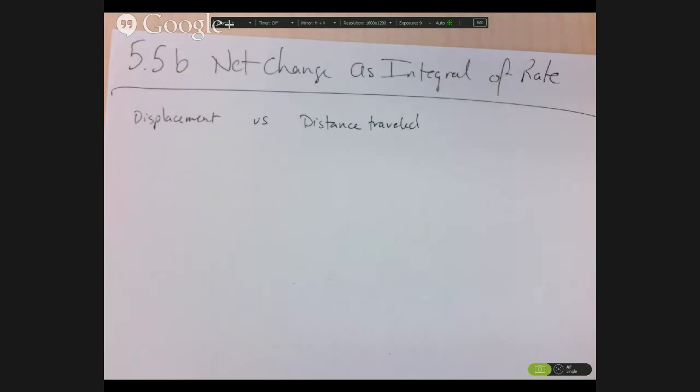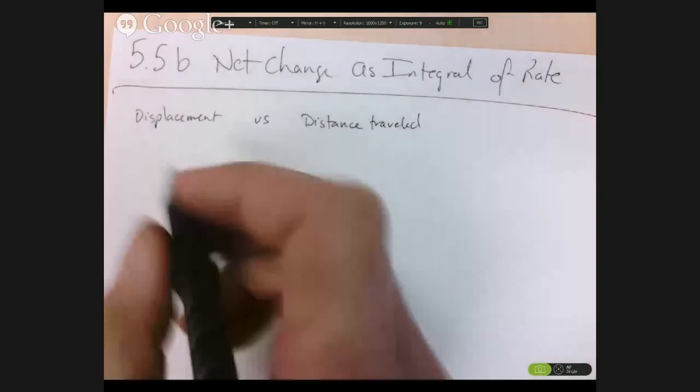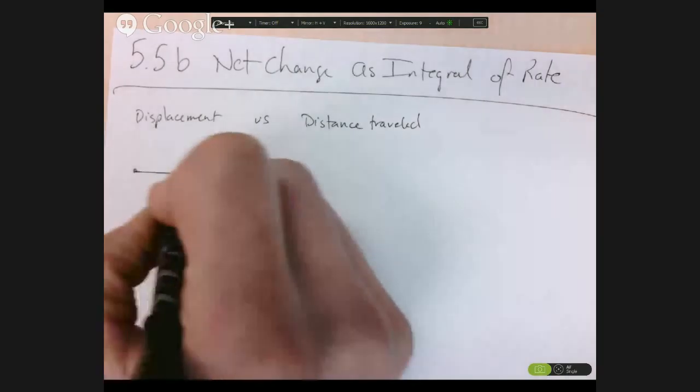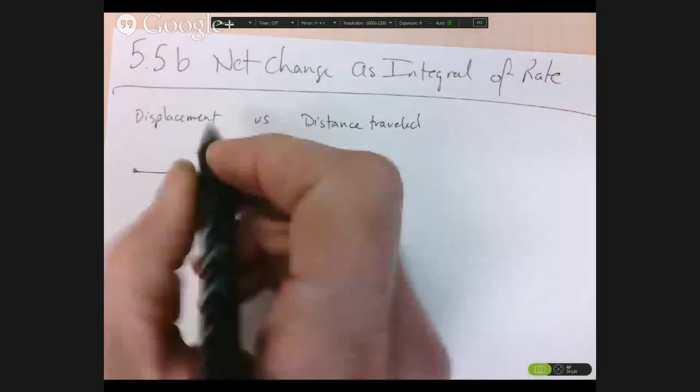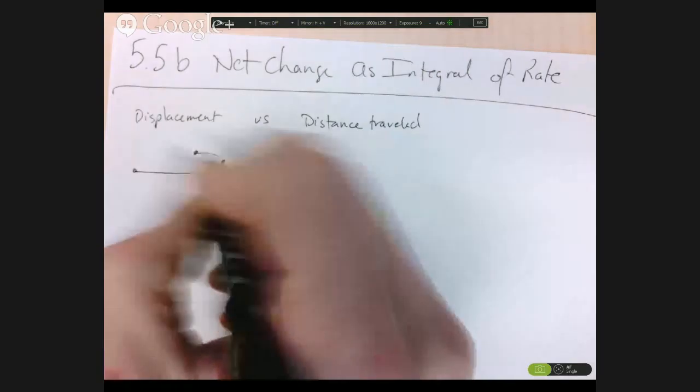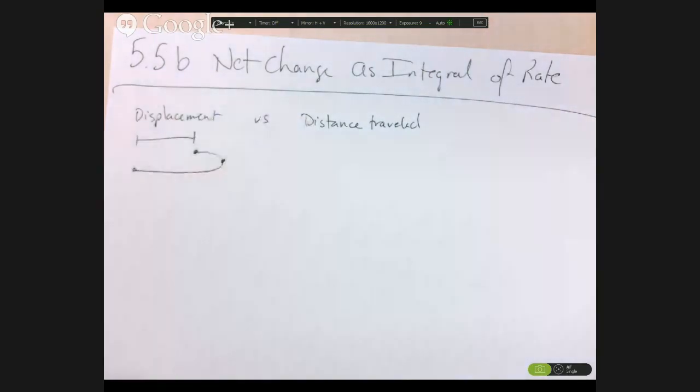Distance traveled is like how far you travel, while your displacement... Say you were going somewhere and then you turn around and come back. How far you actually traveled includes your turnaround and how far you came back. Displacement is the change in location from where you started.